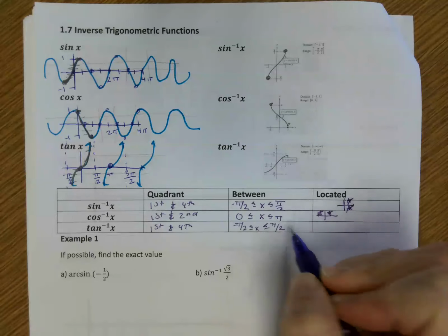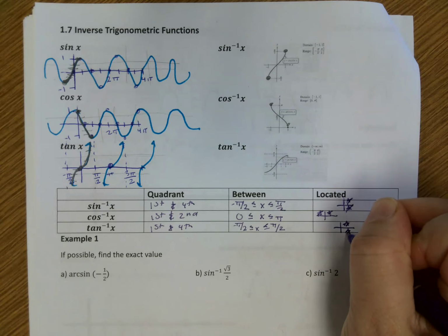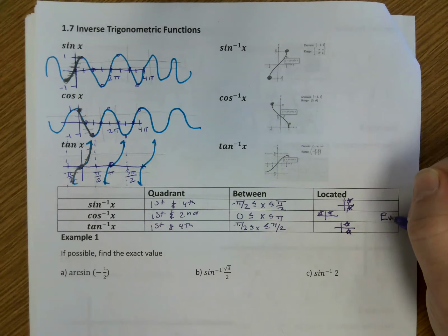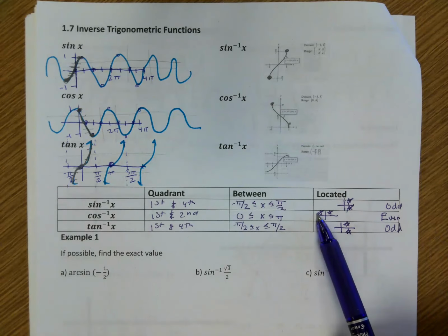Now this is not a happy coincidence. It's just facts. How would I tell the difference? How do I tell which one is which? Well, we already know that cosine is even and sine and tangent are both odd. So if it's odd, you know that function is going to be in the first or the fourth. If it's even, it's first or second.